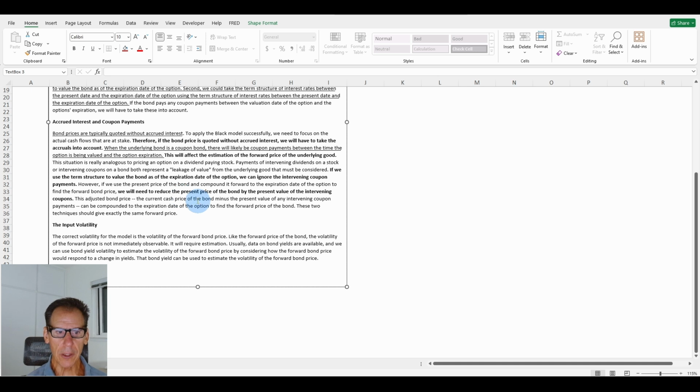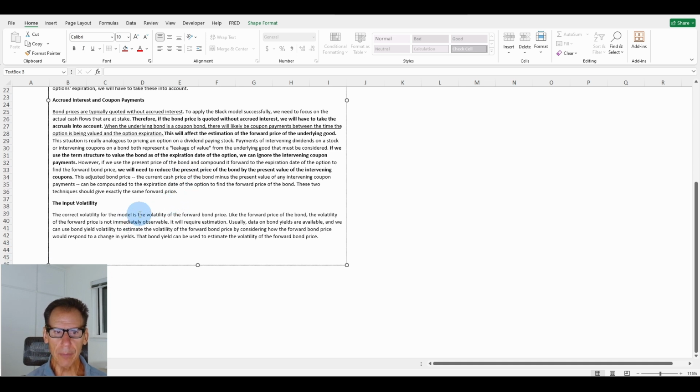The input volatility. The correct volatility for the model is the volatility of the forward bond price. Like the forward price of the bond, the volatility of the forward price is not immediately observable. It will require estimation. Usually, data on bond yields are available, and we can use bond yield volatility to estimate the volatility of the forward bond price by considering how the forward bond price would respond to a change in yields.